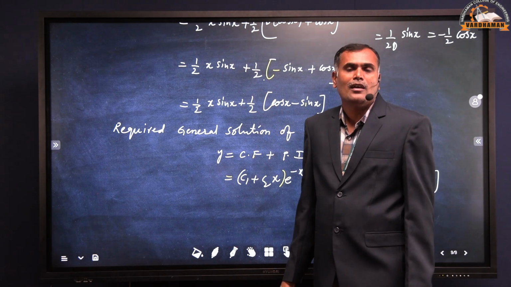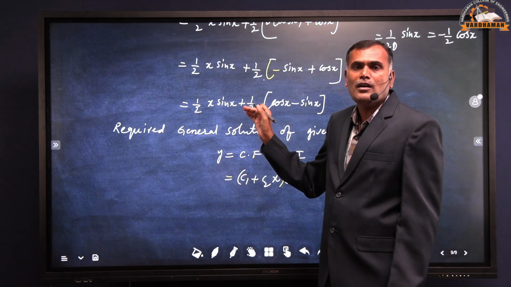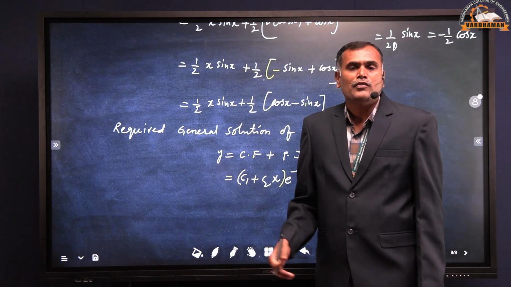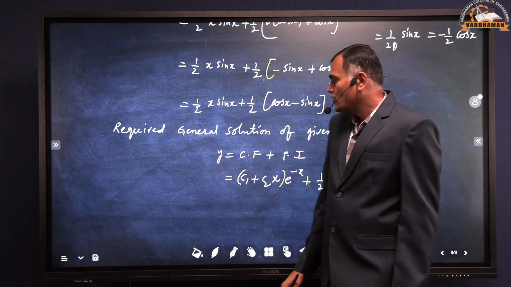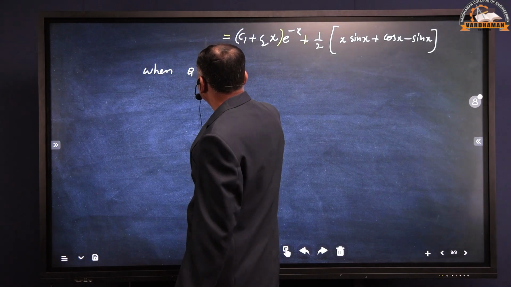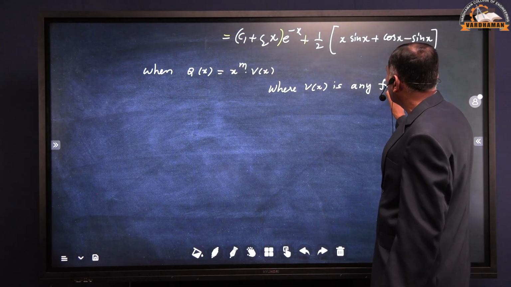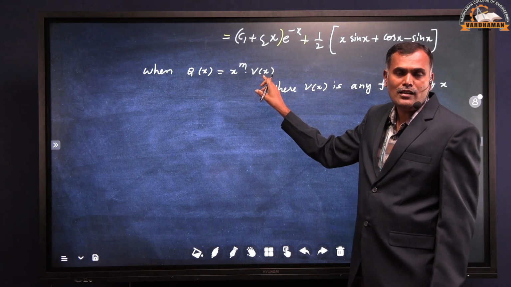Let us see if m is greater than 1. In that case, we need to apply this formula repeatedly to find the solution of the problem. Instead of applying the formula repeatedly, we can use a general method. So let us discuss the general method. The general method says that when Q of x equals x^m into v, where v is a function of x, particularly we take v as either cos ax or sin ax.